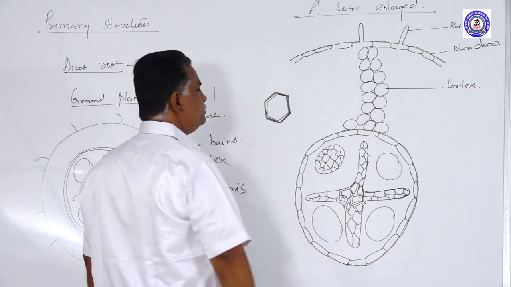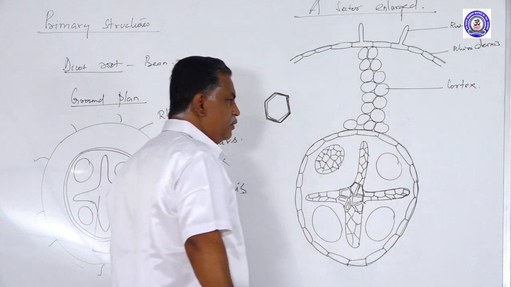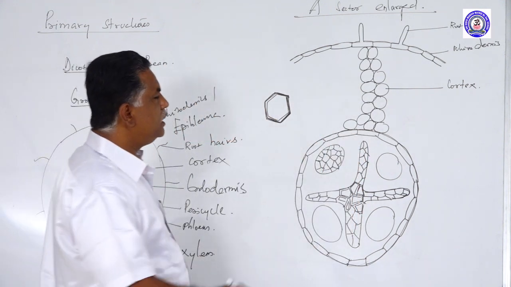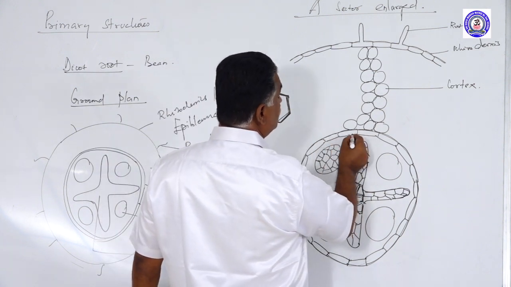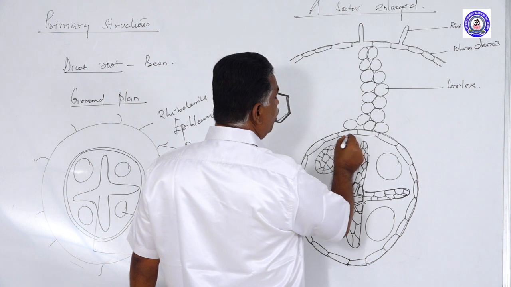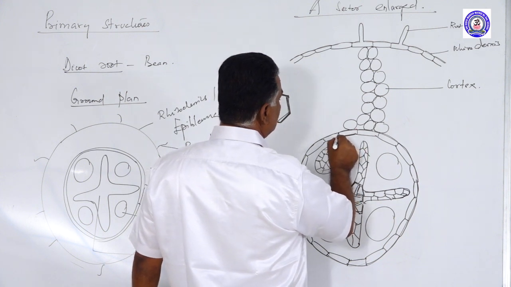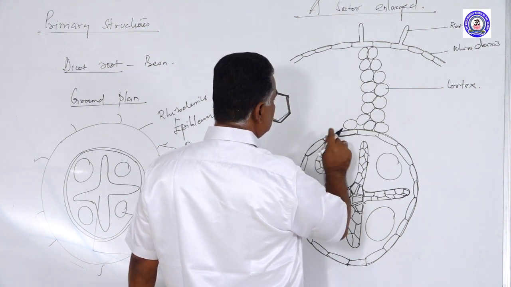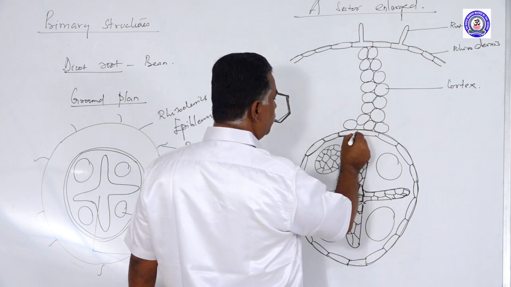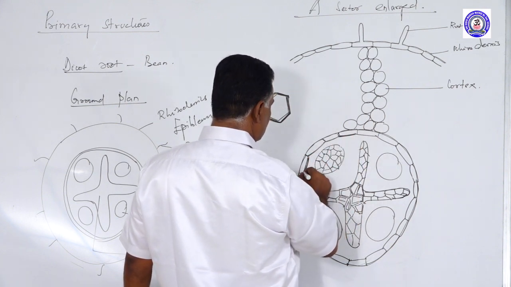This is phloem. See, endodermal cells. So we are talking about endodermal cells. The tangential and radial walls of the endodermis have a thickening. This is the radial wall, this is the tangential wall. They are thick.